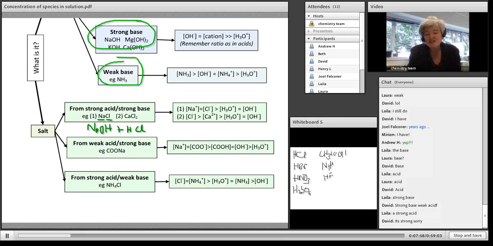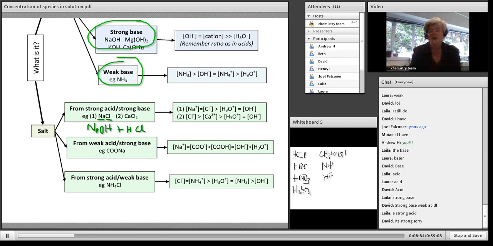HSO4 minus sort of sits in between. It's not 100% dissociated, but it's got a Ka of something times 10 to the minus 2. So a lot of it dissociates. It just simply doesn't dissociate completely. So it's not really weak, but it doesn't come under the really strong category either. But you would never, at this level, deal with HSO4 minus. You just simply say sulfuric acid is a strong acid.